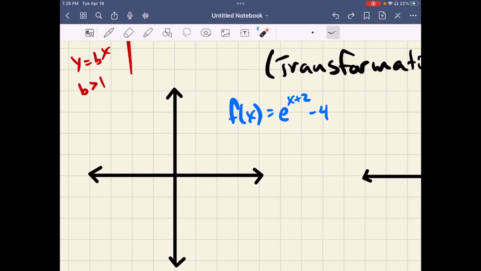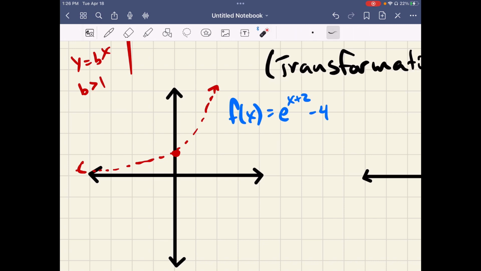All right, so if I take a look at this first example here, I'm going to draw the parent function, right? I know this e value here, my b value, is in fact larger than 1. So I'm going to start at 0, 1, and I know I'm going to have growth because my b value e is larger than 1. And from here, I'm going to perform the transformations on it.